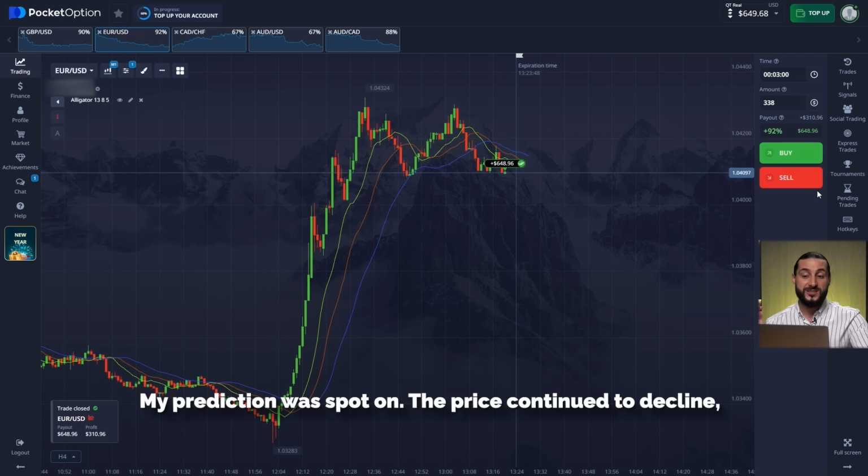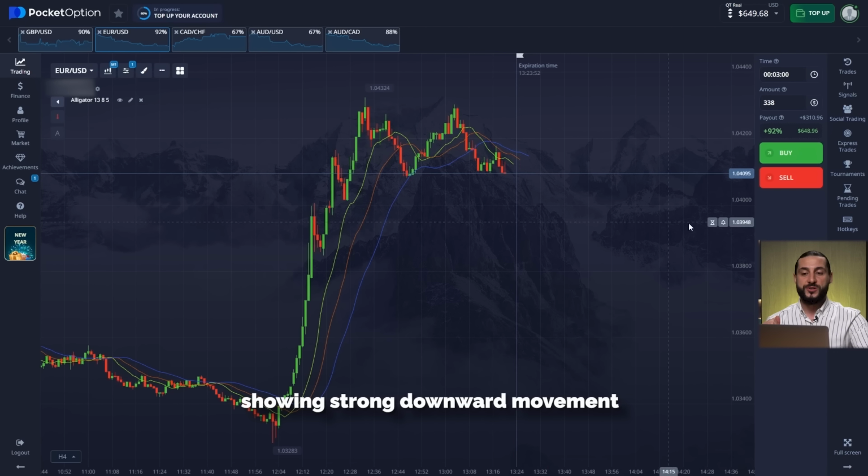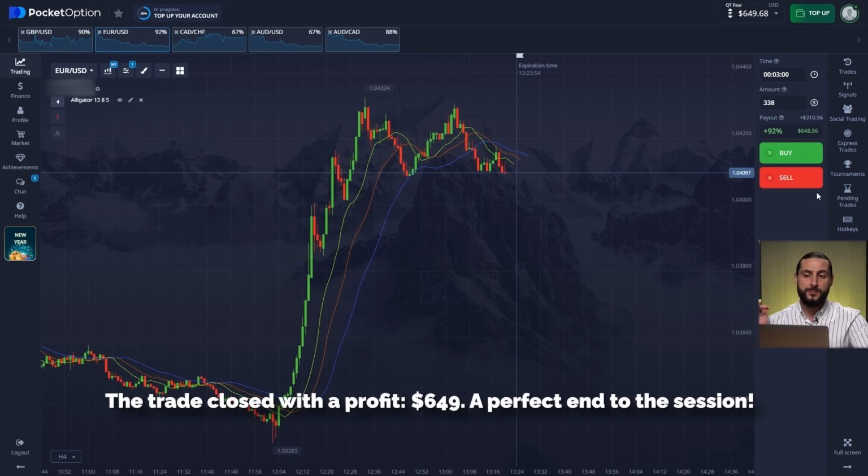My prediction was spot on. The price continued to decline, showing strong downward movement. The trade closed with a profit of $649. A perfect end to the session.